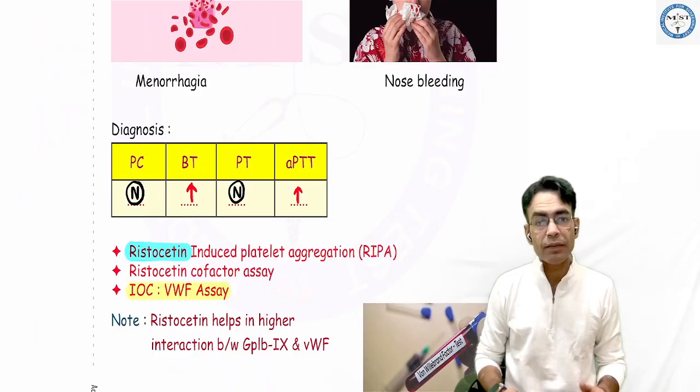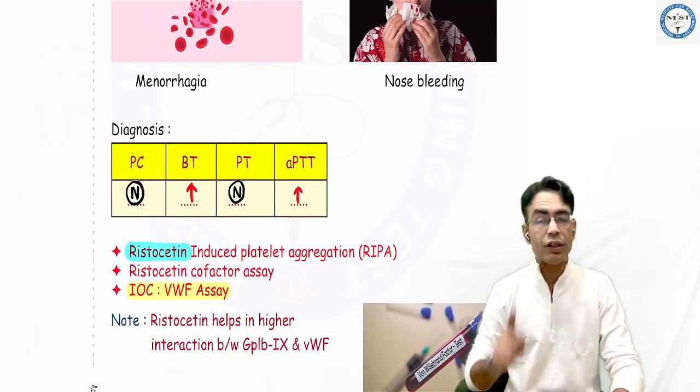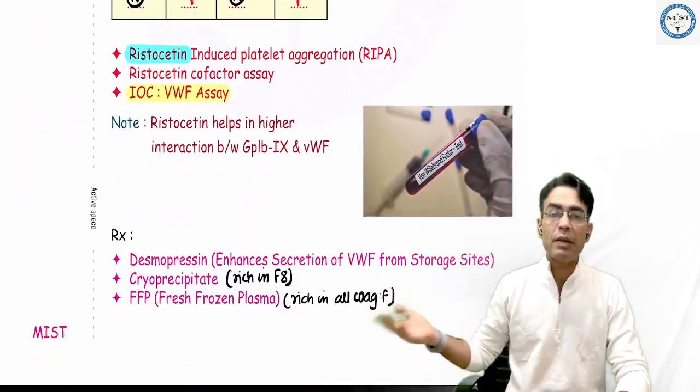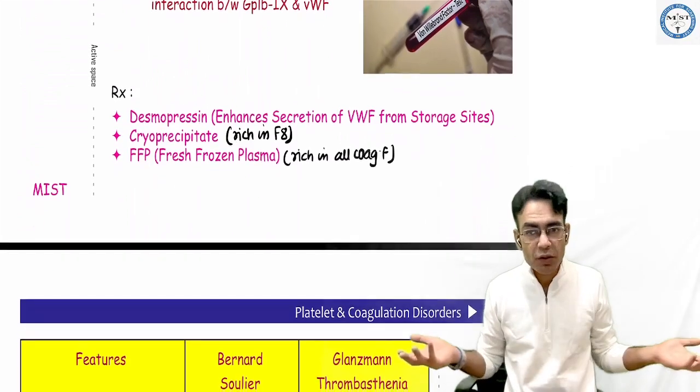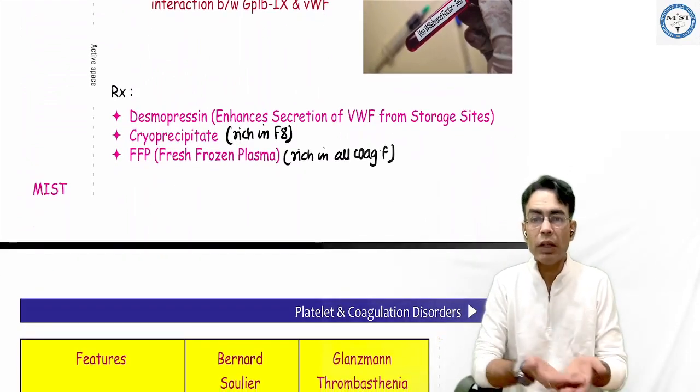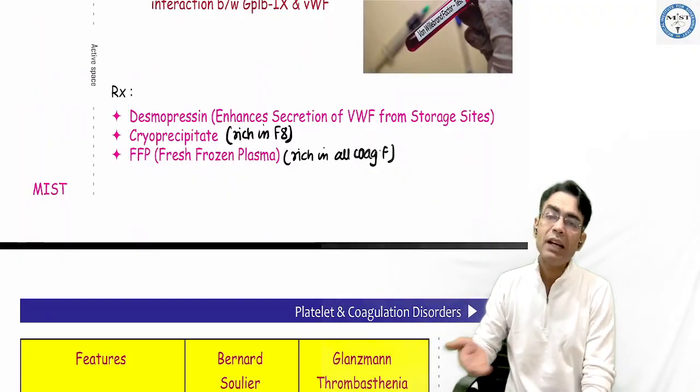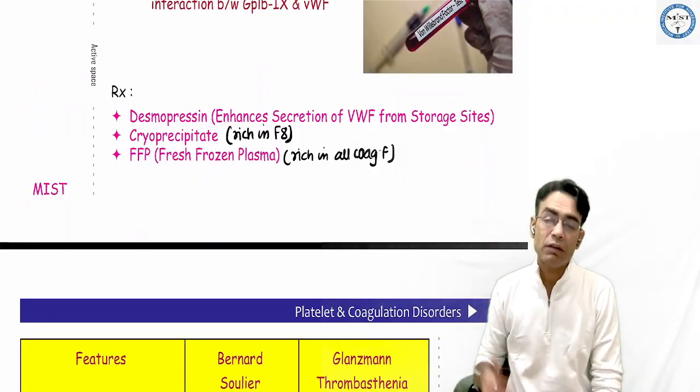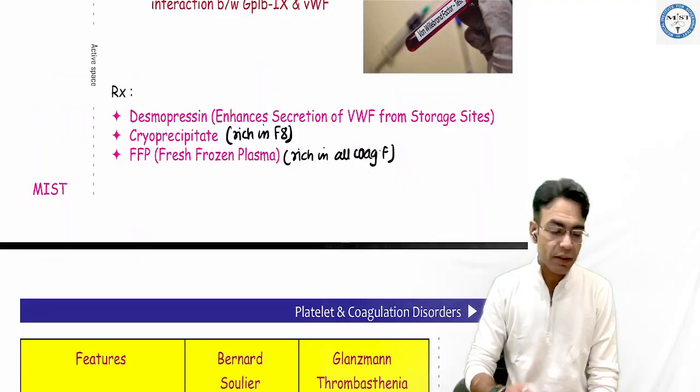Retrocytine abnormality is also seen with von Willebrand factor, and the treatment is desmopressin, cryoprecipitate, or fresh frozen plasma. Why cryoprecipitate? Because if von Willebrand factor is not there, bhai, factor 8 will go out of the body very quickly, no? It will be consumed quickly. So you give factor number 8.